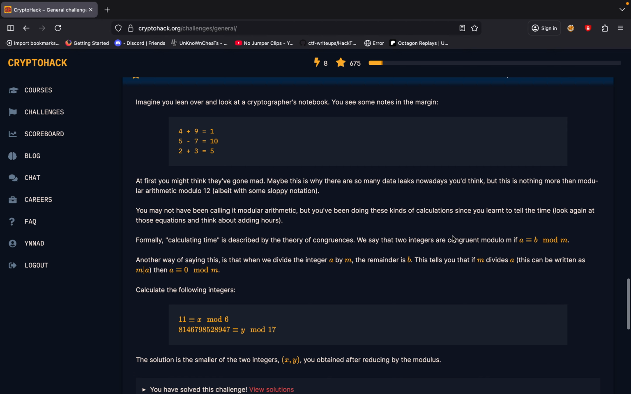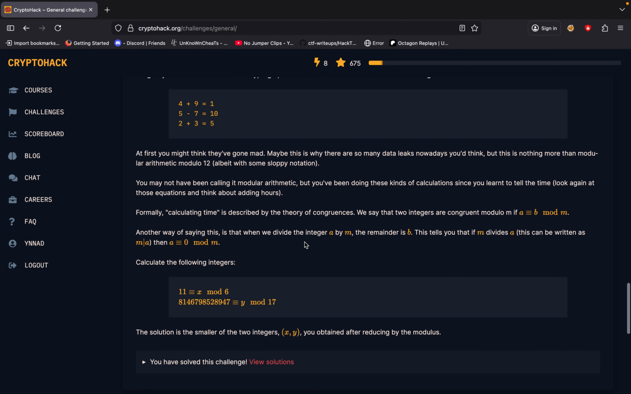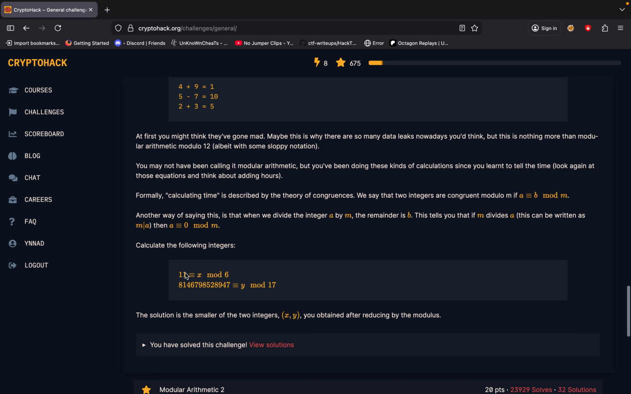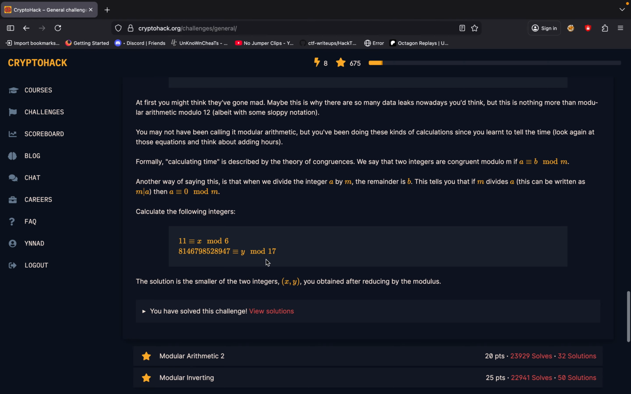We say that two integers are congruent modulo m if a is b mod m. Another way of saying this is that when we divide the integer a by m, the remainder is b. This tells you that if m divides a, it can be written as m divides a. Then a is congruent modulo m. And calculate the following. The solution of the two integers x, y you obtain after reducing by modulus is the smaller of the two integers. So we have to find this.